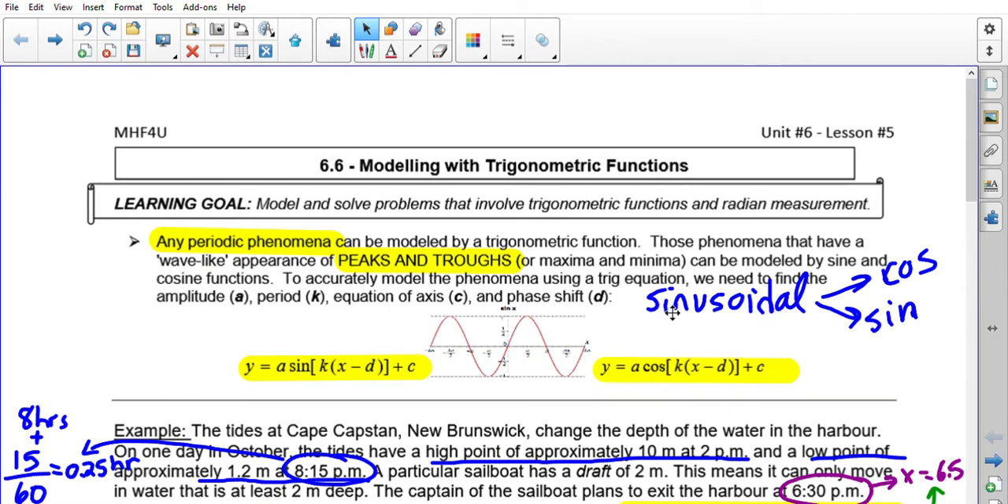I know a lot of students, when they see that word, they immediately think it refers to just the sine function, and that's because they sound very similar, but sinusoidal actually refers to any graph that can be represented with a transformed cos or sine function. Okay, so it refers to both.